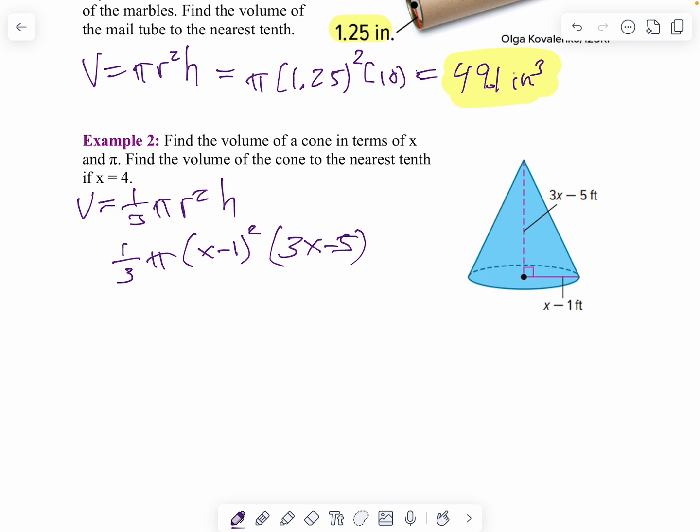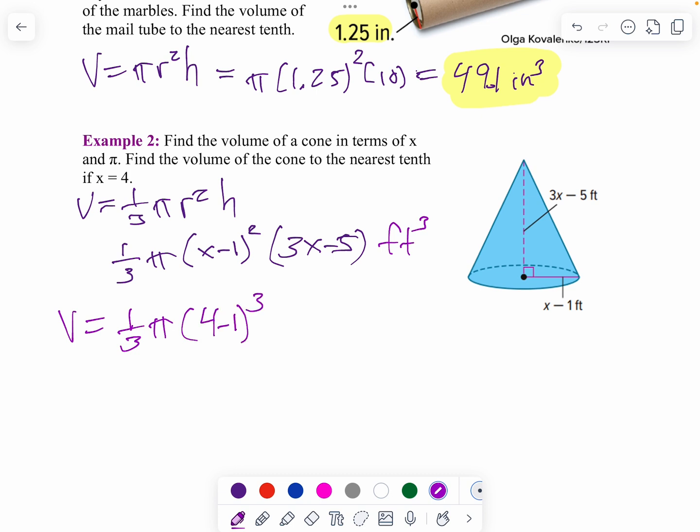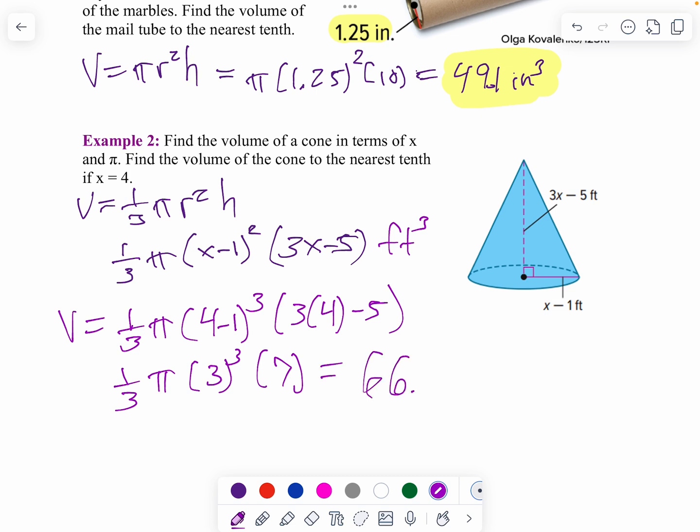Now, to find the answer when x is 4, we're going to have to do a little bit more work. So let's replace x with 4. By the way, I should say cubic feet here. So I'm going to say 1/3 times pi times 4 minus 1 squared times 3 times 4 minus 5. And then we can simplify that a little bit. So 1/3 times pi times 3 squared times 12 minus 5, which is 7. We do that, we get about 66.0 cubic feet. Just use your calculator for that part of it. And there is your answer.